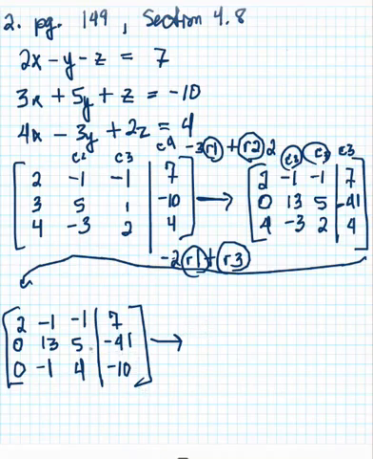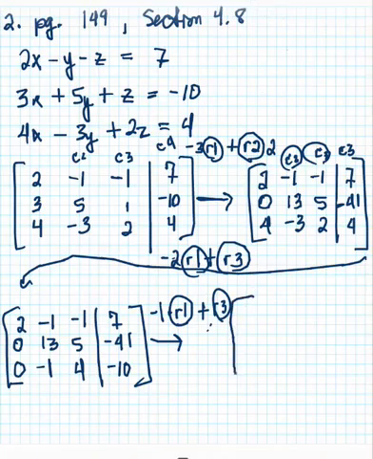Okay, multiply the top row by negative 1 and add it to the bottom row. Can I do that? Yeah. Negative 1 times the top row and add it to the bottom row, row 3. Yep, let's do that. All right, and so the first row is going to stay the same.